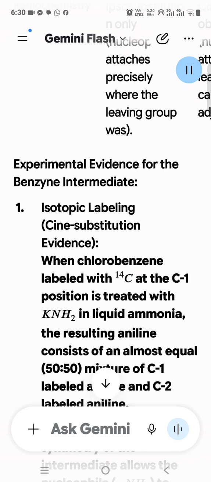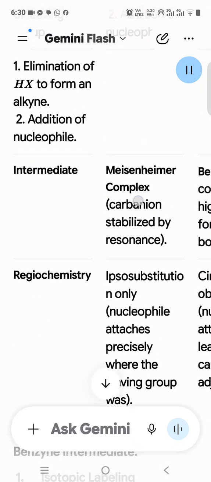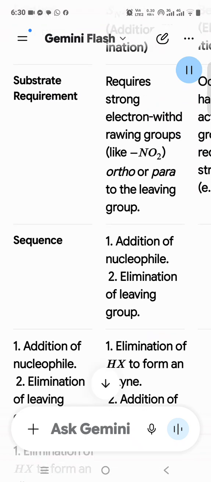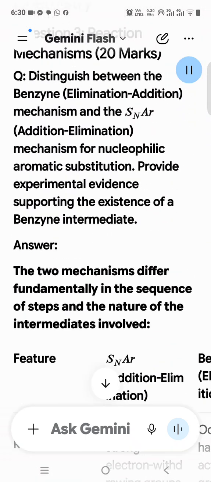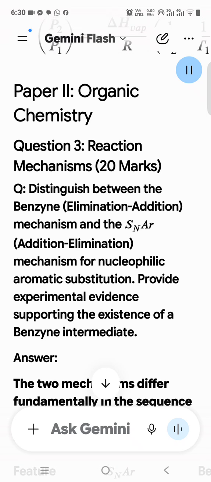Question 2. Chemical thermodynamics. 15 marks. Q. Derive the Clausius-Clapeyron equation for a liquid-vapor phase equilibrium. State the key assumptions made during the derivation. Answer. For any two phases, alpha and beta, in equilibrium at constant temperature and pressure, the chemical potentials of the two phases must be equal.